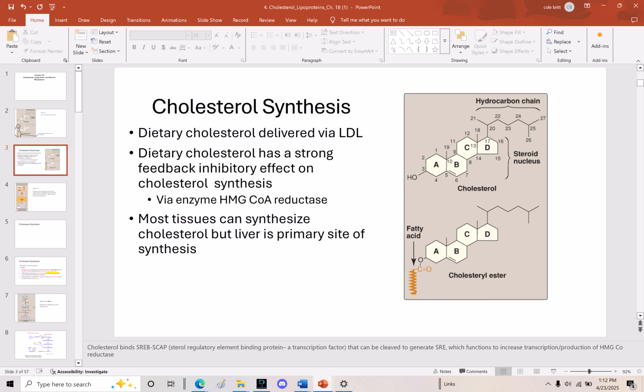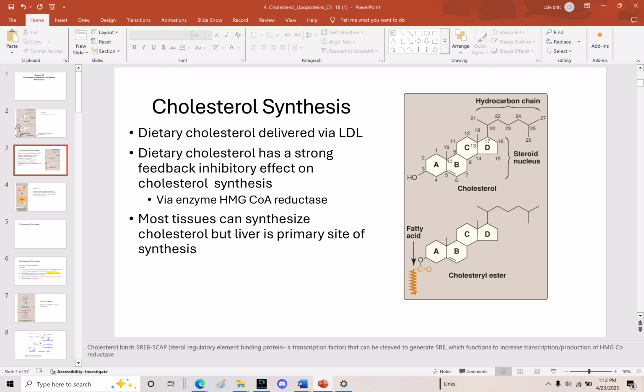But if you do eat animal products, you will get cholesterol in your diet. And that cholesterol is just going to go straight to the liver from the chylomicron. So the chylomicron is not delivering cholesterol. What's going to be delivering cholesterol is the LDL. So LDL we're going to talk about later in this lecture. But LDL is a lipoprotein, and its job is to deliver cholesterol.